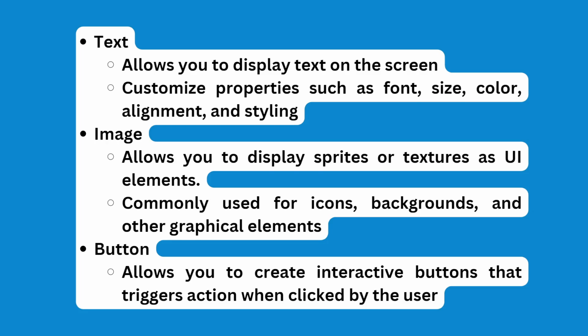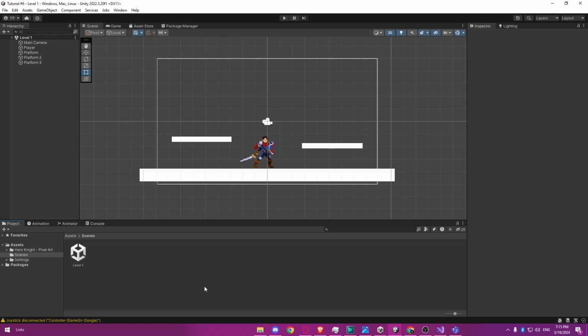First is the text component, which allows you to display text on the screen. You can customize properties such as font, size, color, alignment, and styling. Next is the image component, which allows you to display sprites or textures as UI elements. It's commonly used for icons, backgrounds, and other graphical elements. And last is the button component, which allows you to create interactive buttons that trigger actions when clicked by the user. And now let's begin.